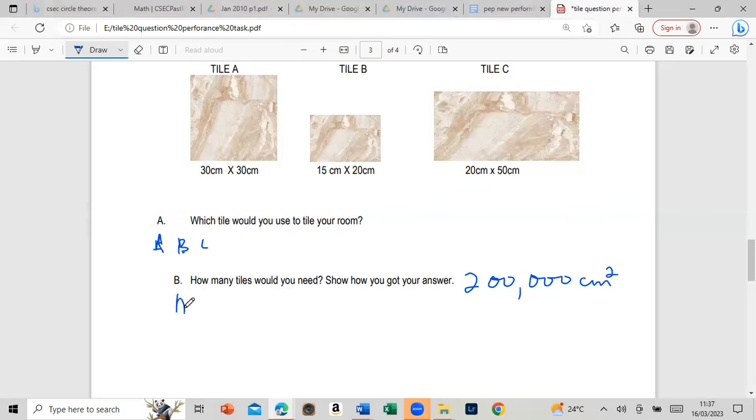So now tile A says it is 30 by 30. So this side is 30 and this side is 30. So what we have to do is to find the area for the entire tile. All right, so the length is 30, but in order to find the area, we're going to multiply 30 by 30. This is a square tile. So what we're going to do now is find the area for the tile, which is 30 centimeters.